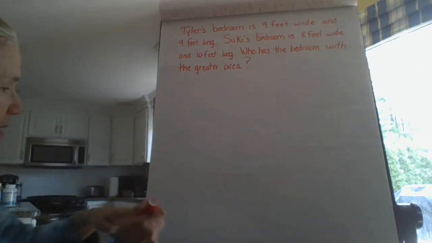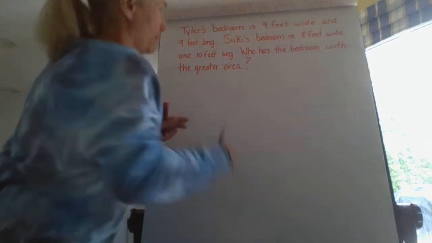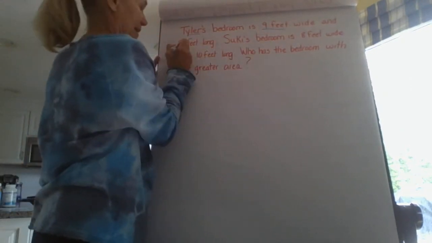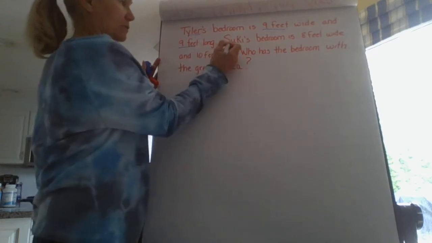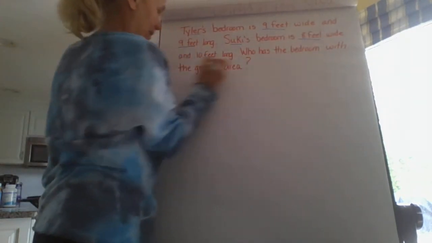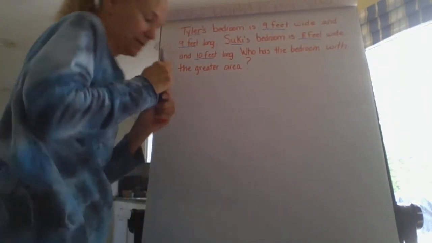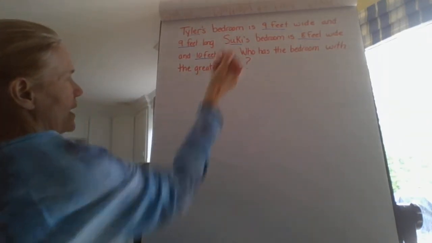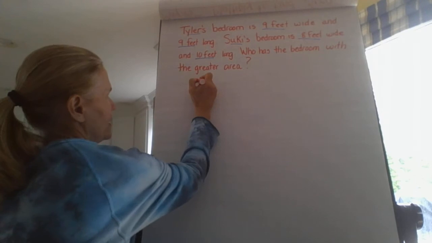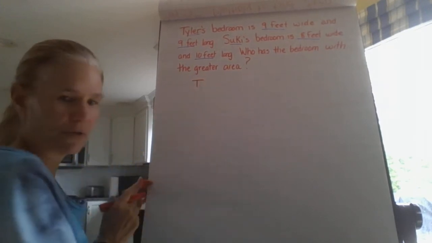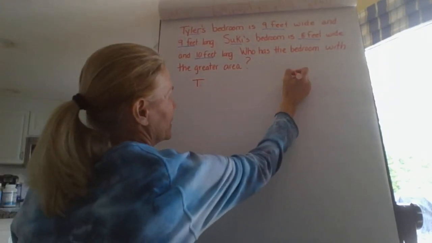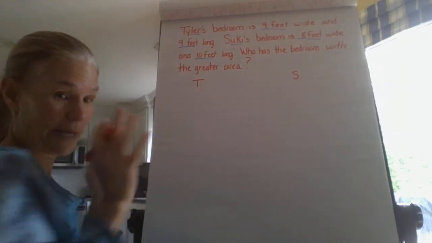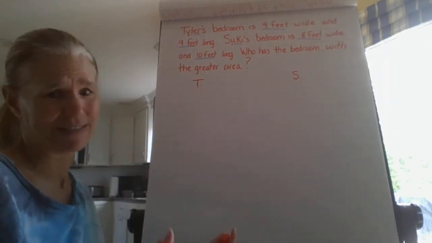So if I'm thinking about this, I'm thinking about the important parts here. I know Tyler's bedroom is 9 feet by 9 feet. Suki's bedroom is 8 feet by 10 feet. So what I'm going to do is visualize it. The first thing I want to do is have the two rectangles. I'm just going to put a T for Tyler and an S for Suki. Now I can visualize it. Draw this, guys.